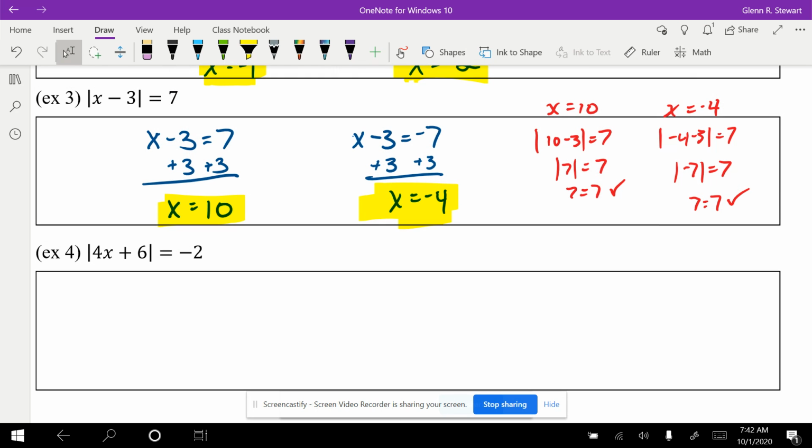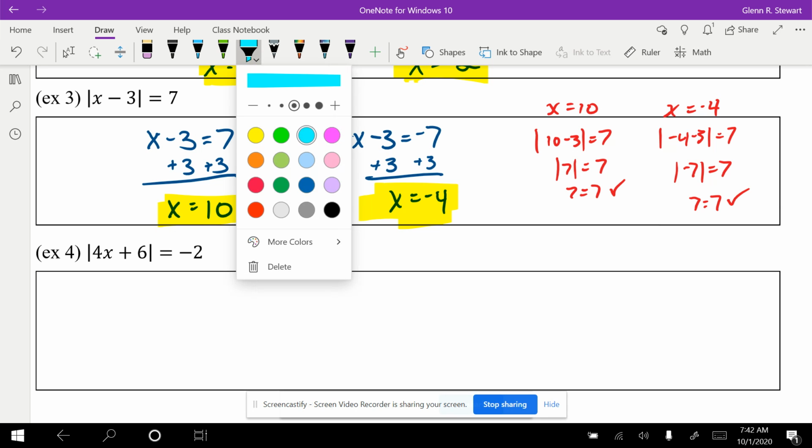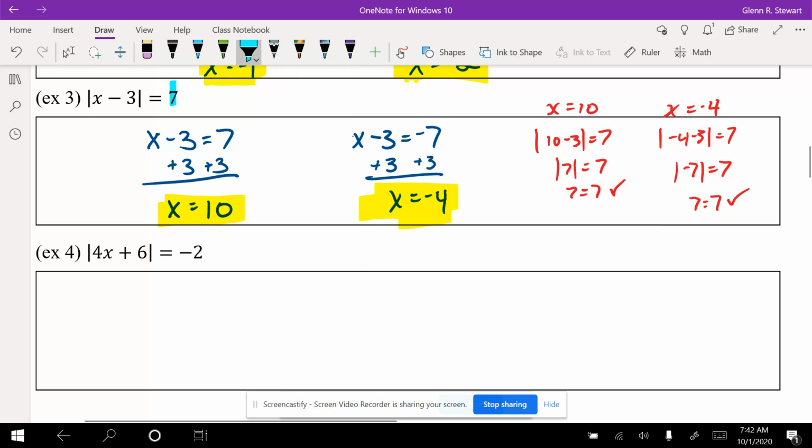Take a look at example number 4. Notice that there's a difference. I just want to point this out here. Notice that there's a difference between this answer and this answer.